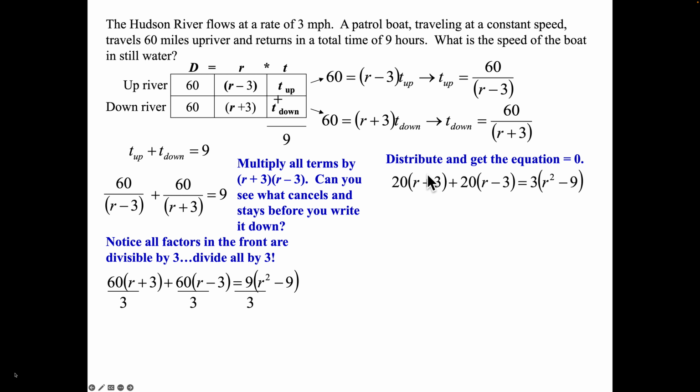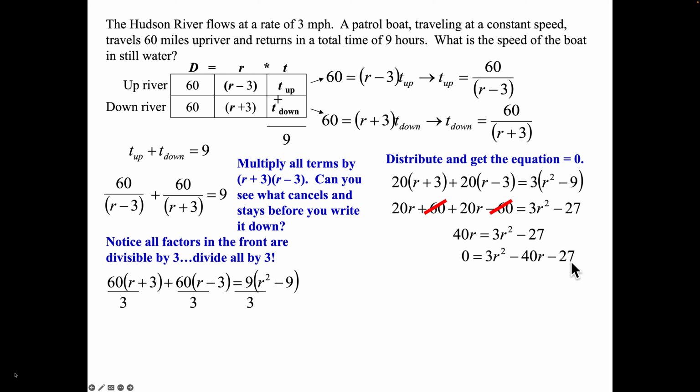20 times r plus 3, 20 times r minus 3 is going to give me 20r plus 60, 20r minus 60. Those two are going to cancel. Bonus time, get rid of them. 3 times r squared minus 27. Let's add the 20r's together, get 40r. My r squared is positive on the right. Subtract over the 40r.